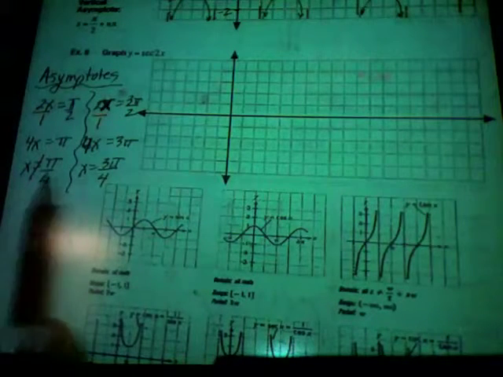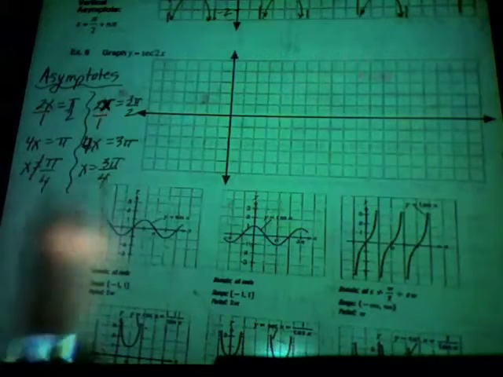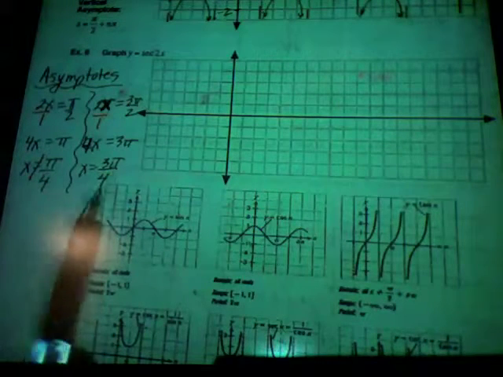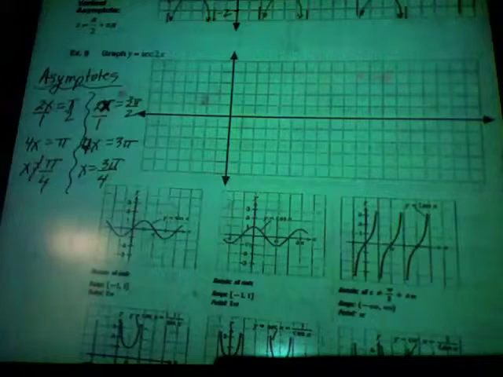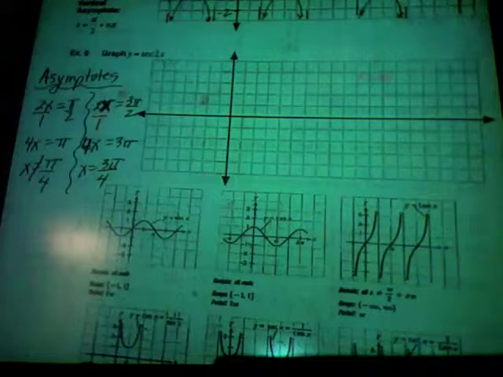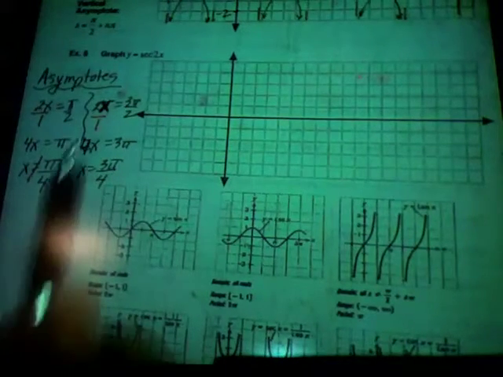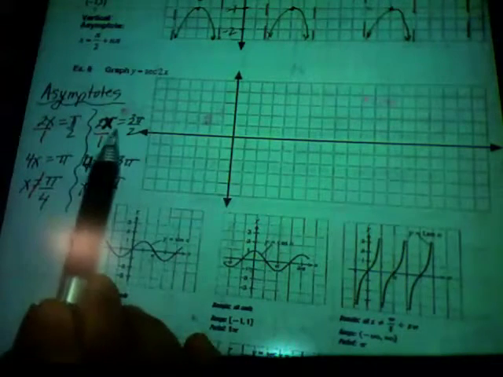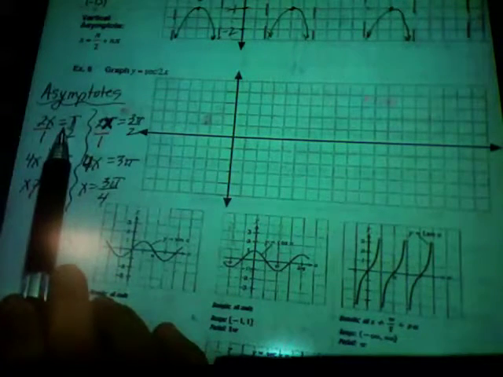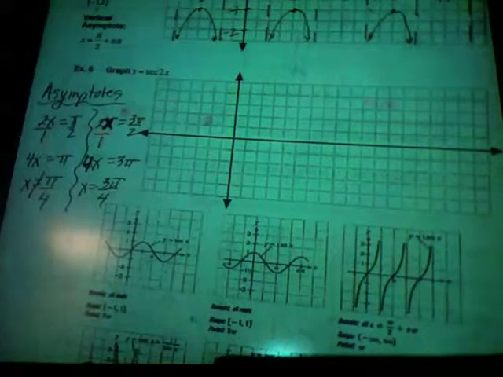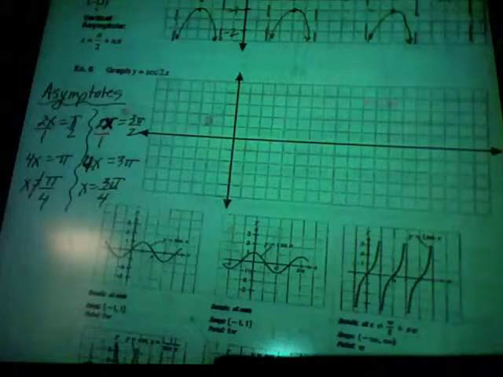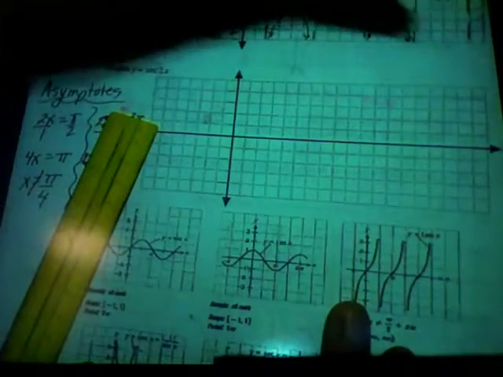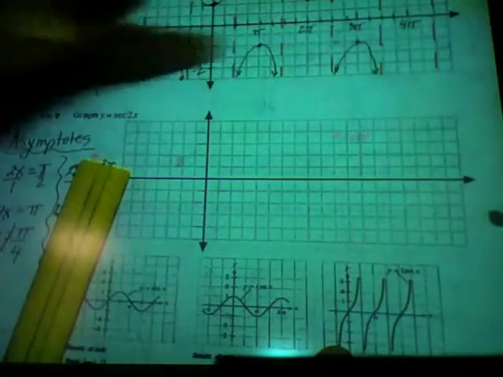What's the distance between these two? What's 3 pi over 4 minus pi over 4? 2 pi over 4, which is pi over 2. What was the difference between these two? A whole pi, right? So have we shortened or lengthened our asymptotes? Shortened. So we should have more. This is going to squeeze in right here, and we're going to end up with more of these graphs.